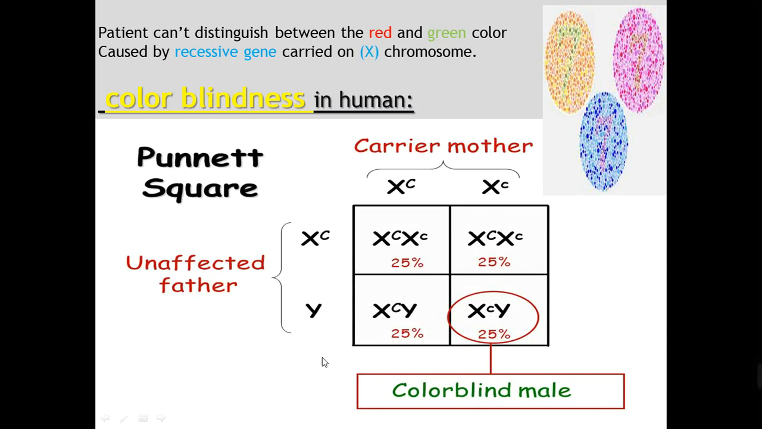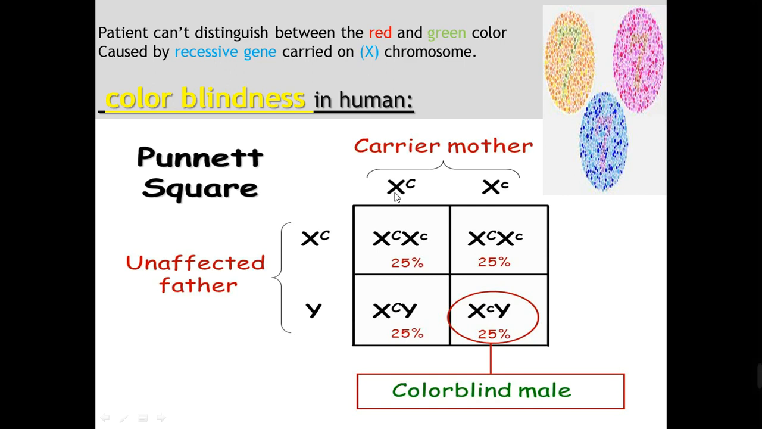Here, if the crossing occurs between this mother, which is XX, and carries C capital and C small, this C small gene, if it transfers to any of the daughters or sons, will infect them. Okay, and here is the genotype of the male or the father, XY, and X is capital, so he's not infected with any disease. He does not have color blindness.